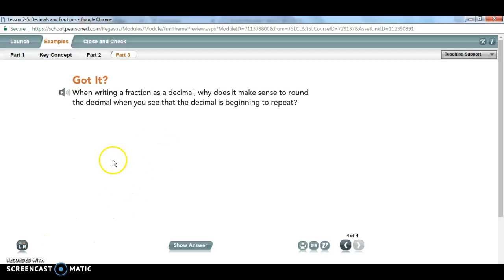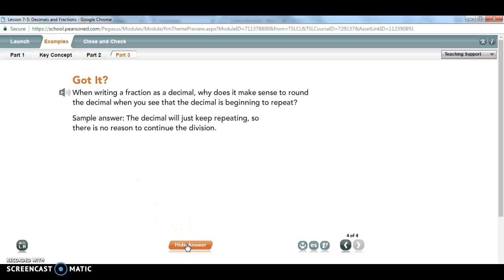Here's our last and final got it problem. When writing a fraction as a decimal, why does it make sense to round the decimal when you see that the decimal is beginning to repeat? Here is a sample answer for this got it problem.